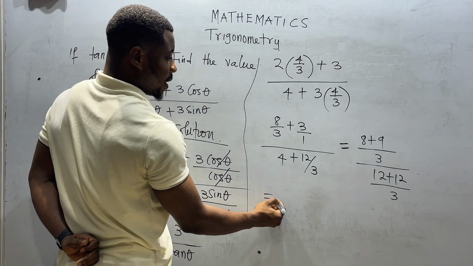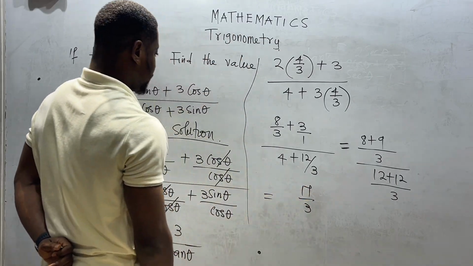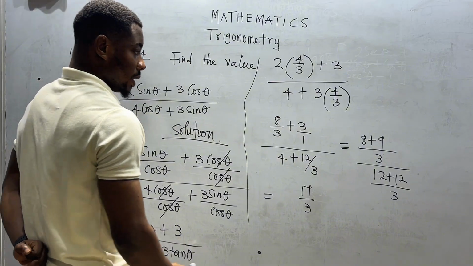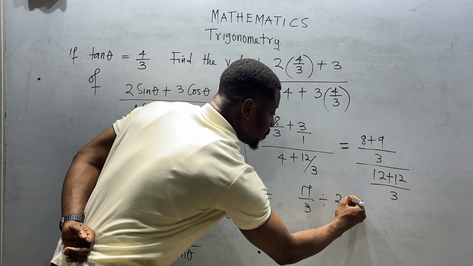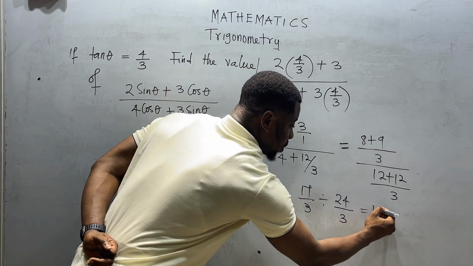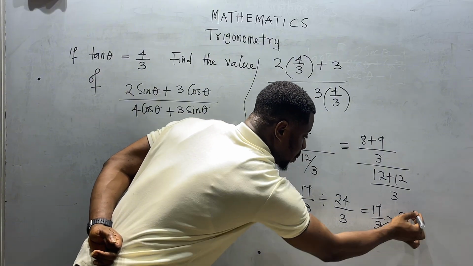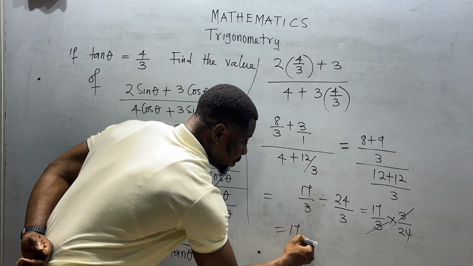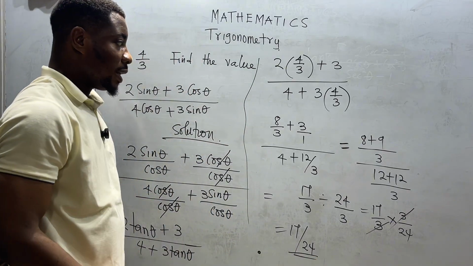So finally we're having 17 divided by 3, divided by 24 over 3. What this gives us is 17 divided by 3 times 3 over 24. These two can go out. So we're going to have 17 over 24 as the final answer.